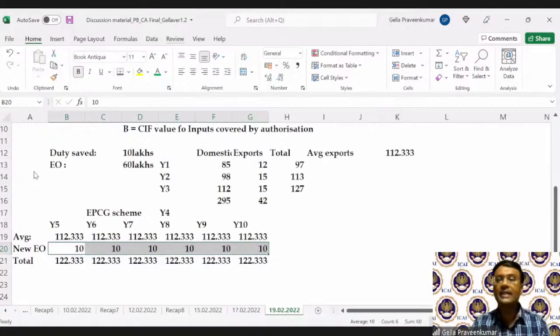Yes, Naveen, this is the last and final session for your paper 8. And yes, Vidya, this is the last session.